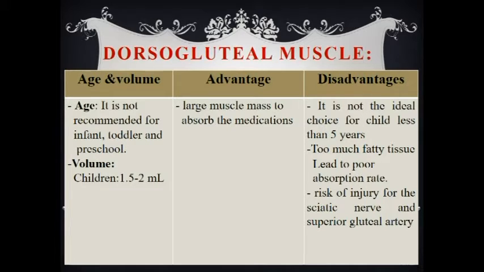Advantage: large muscle mass to absorb the medication. Disadvantages: it is not the ideal choice for a child less than 5 years. Too much fatty tissue leads to poor absorption rate. Risk of injury to the sciatic nerve and superior gluteal artery.